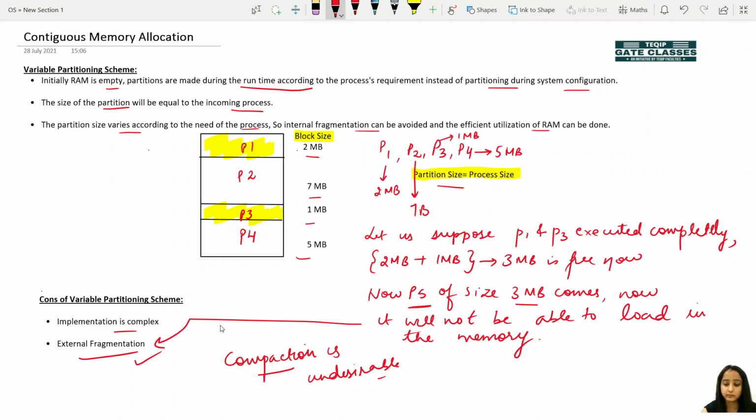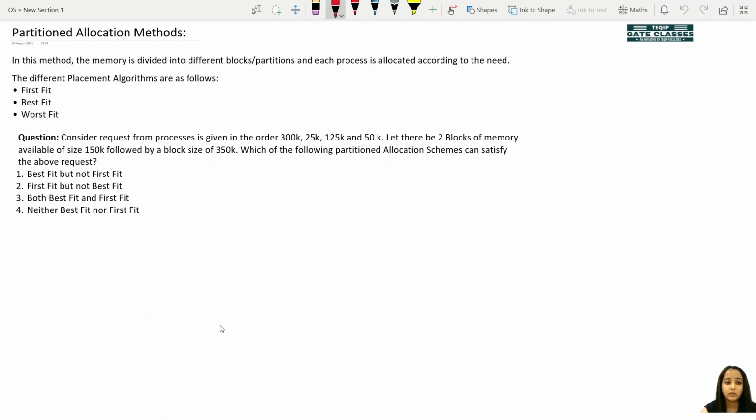Next one is the partition allocation methods. In this method, the memory is divided into different blocks, partitions. Each process is allocated according to the need. So we have different placement algorithms here. First one is first fit, second is best fit, third is worst fit.